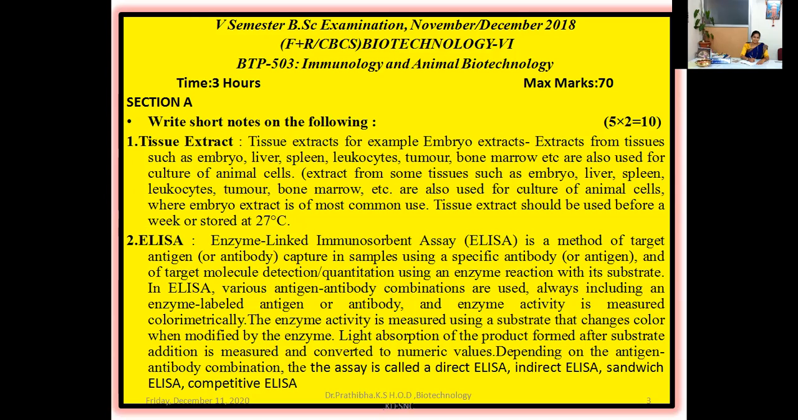Let us go through question number 1, tissue extract. Tissue extracts, for example, embryo extracts you can take here. Extracts from tissues such as embryo, liver, spleen, leukocytes, tumor, bone marrow, etc. are also used for the culture of animal cells. You can write it over there.